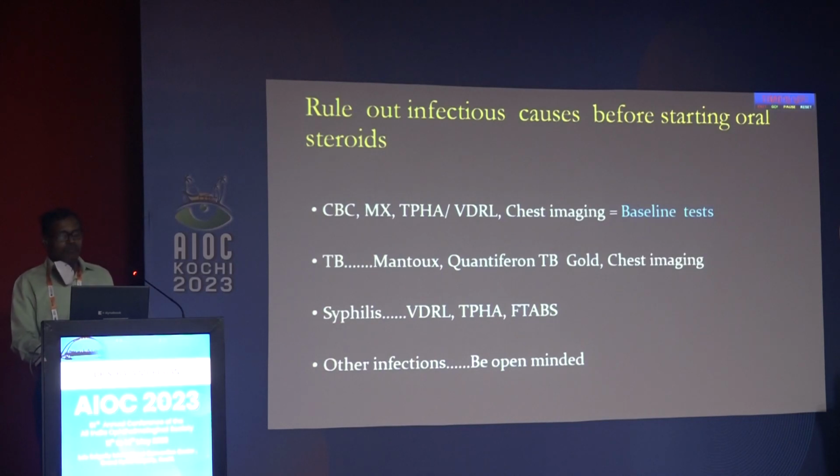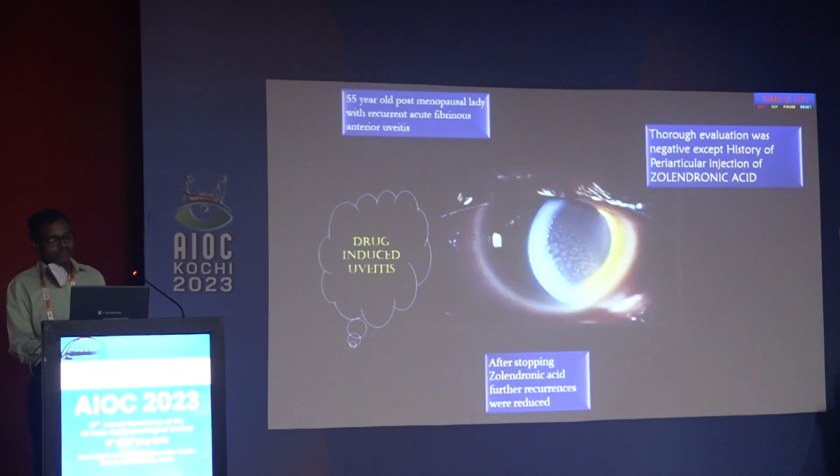So in a nutshell, what are we going to do when the patient walks in? The baseline tests, I'll finish in 30 seconds, sir: the complete blood count, Mantoux test for TB, syphilis, chest imaging, and not to miss TB: Mantoux, QuantiFERON Gold, and chest imaging. Pre-COVID we were happy with chest X-ray for poor patients. Now for all posterior and panuveitis, CT scan is definitely mandatory to rule out post-COVID manifestations before harping on oral steroids and immunosuppressants. Make sure HRCT is definitely done. Syphilis, we have to do both non-treponemal as well as treponemal tests, and other infectious tests as and when required.